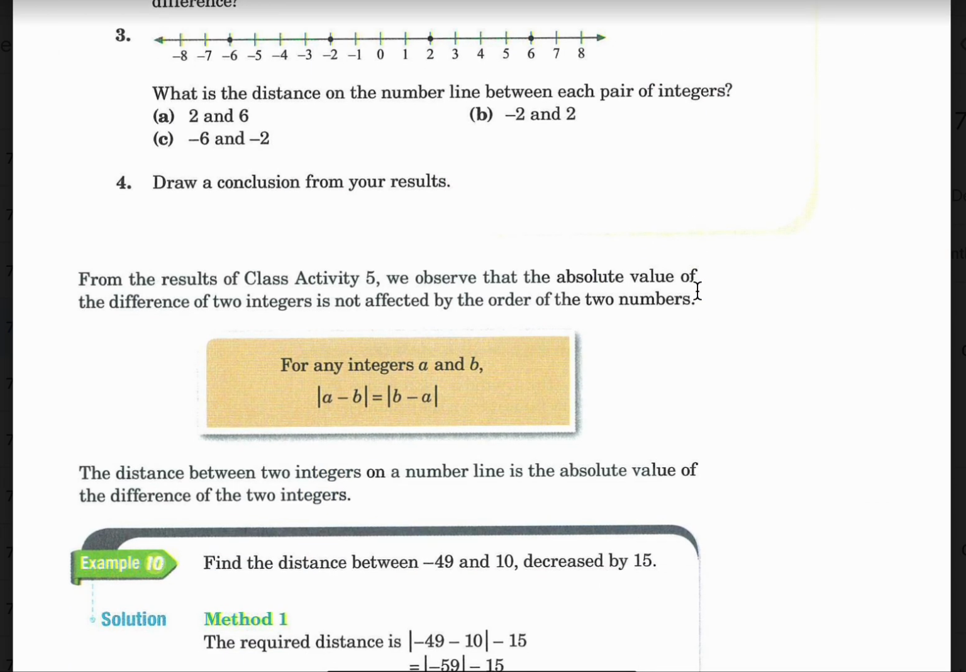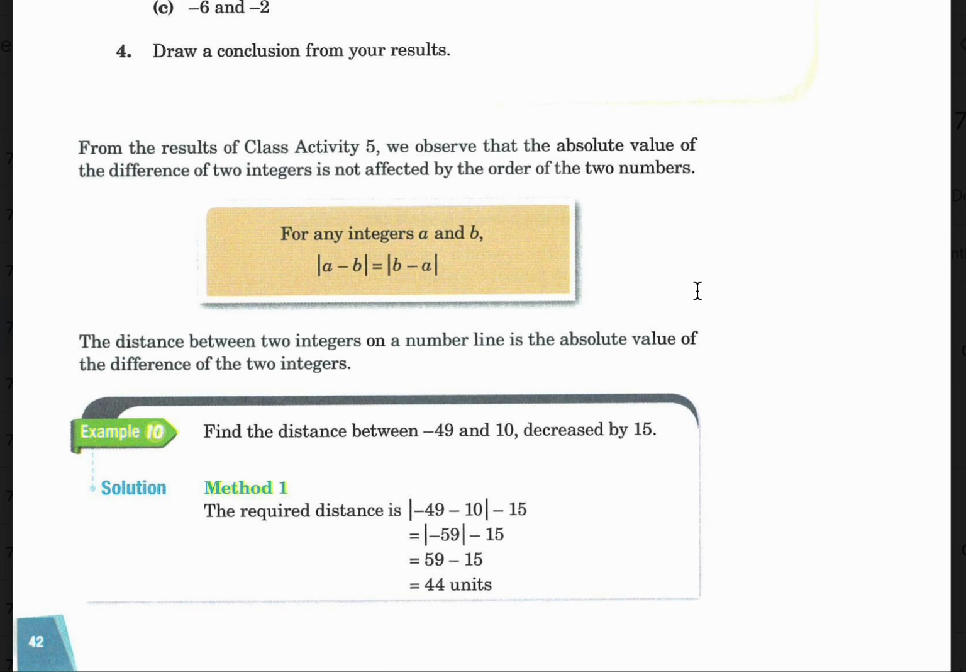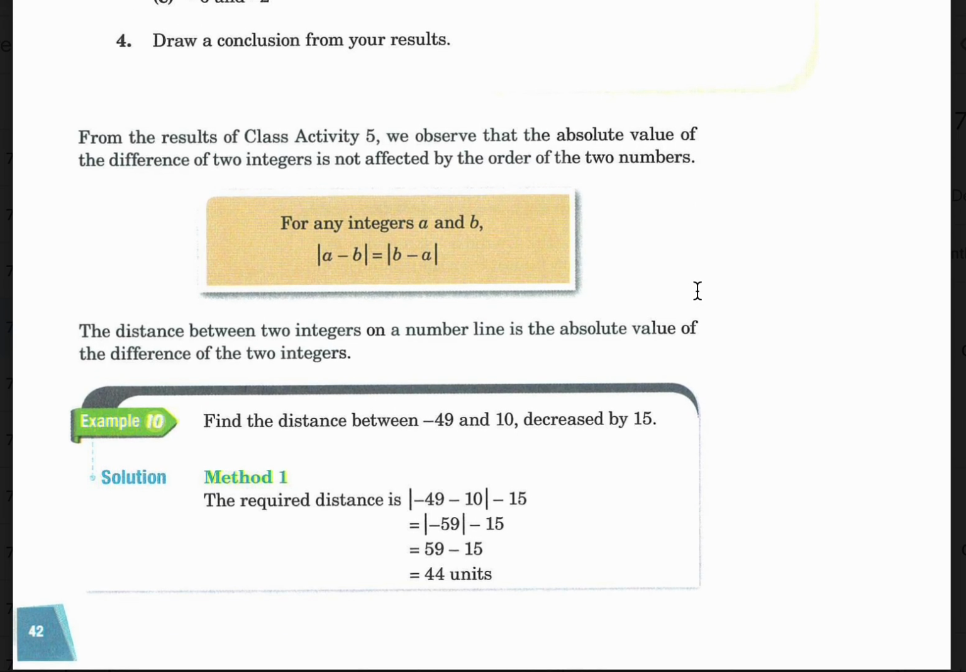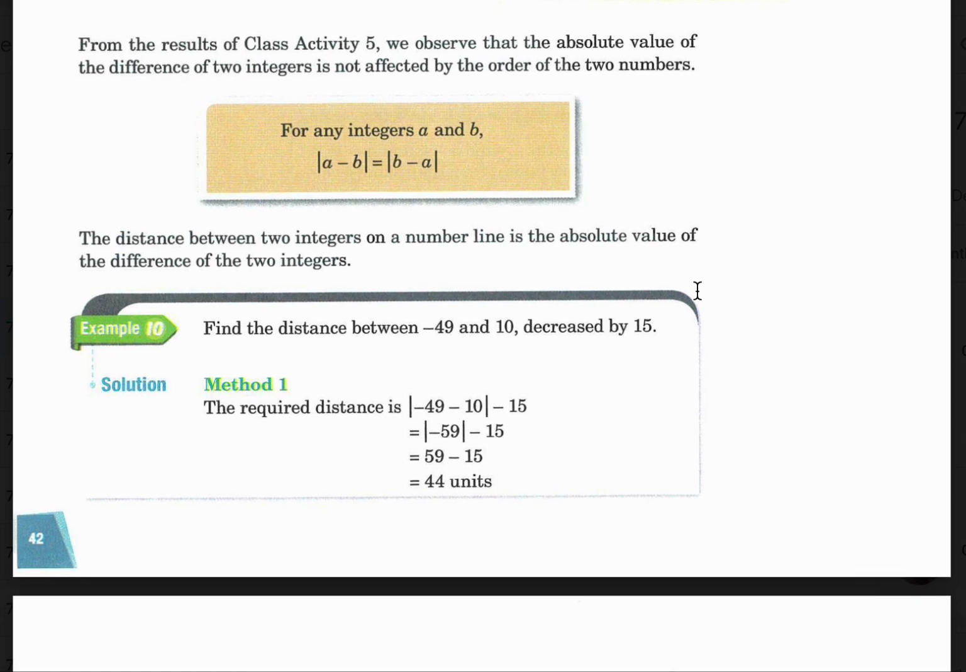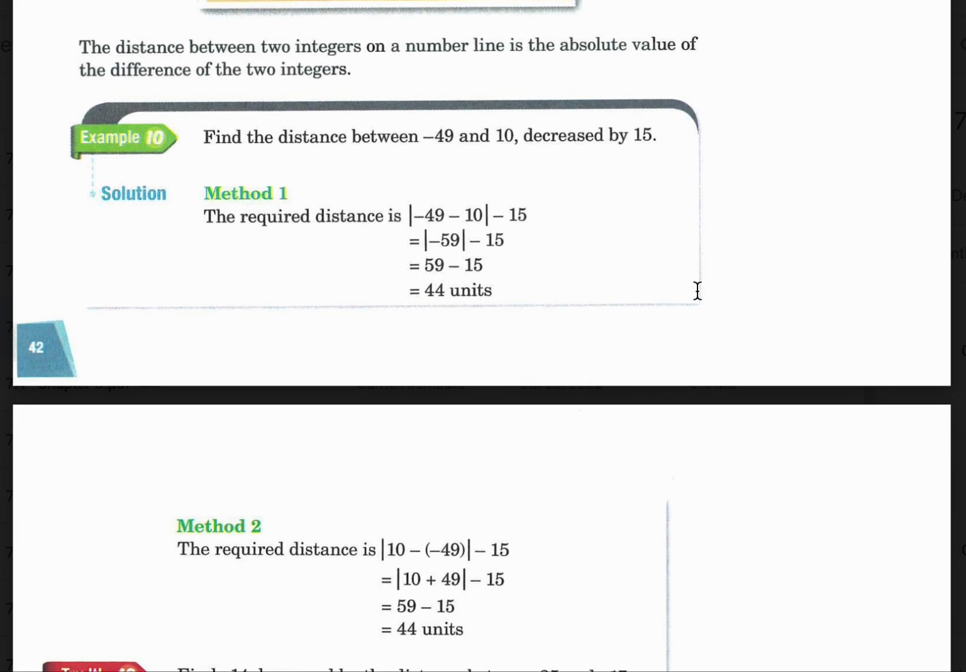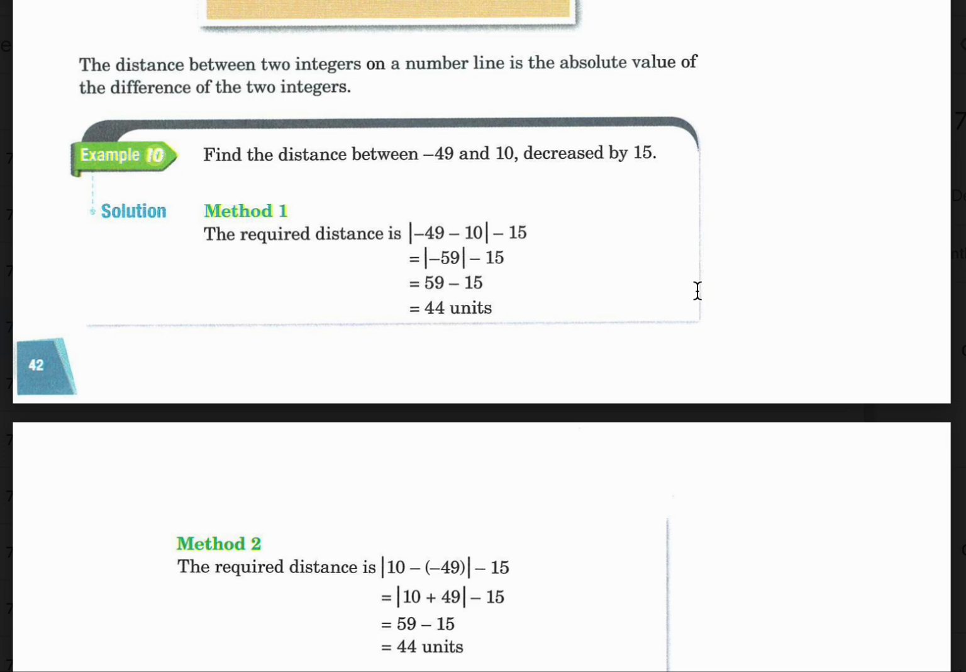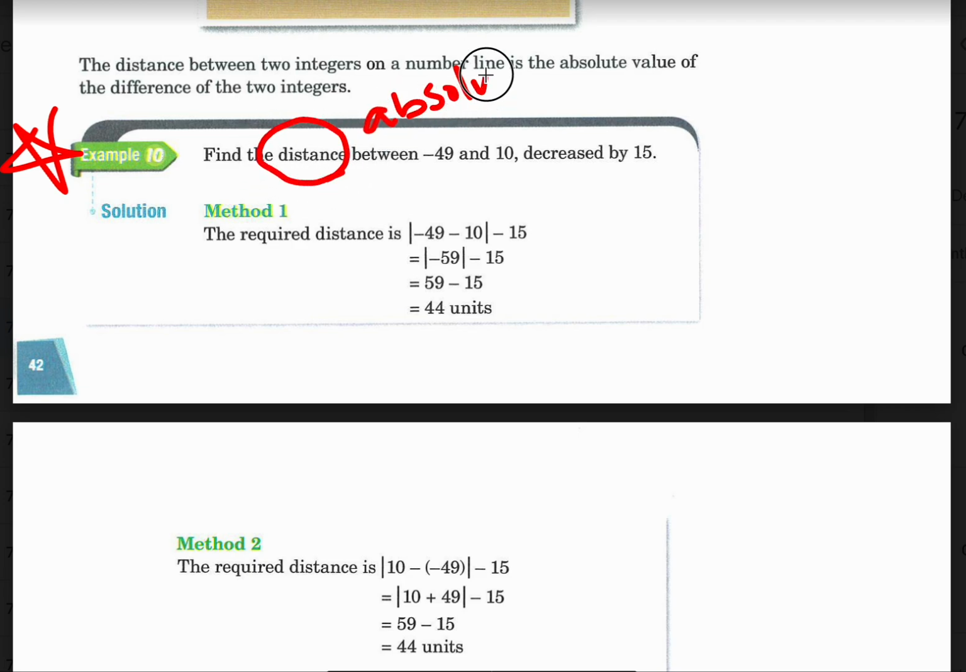All right, let's look at an example of that, okay? So for this example, they want to find the distance between negative 49 and 10 decreased by 15. Now remember, distance tells you absolute value. So don't get confused by that. Don't be like, oh my gosh, distance, I don't know how to find that. It just means put it in absolute value brackets, okay?